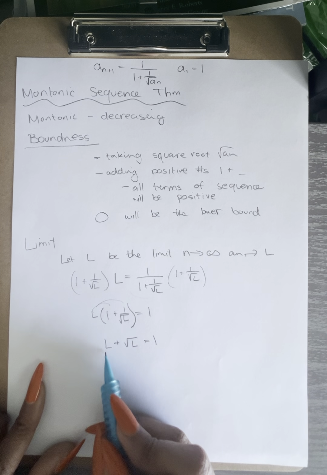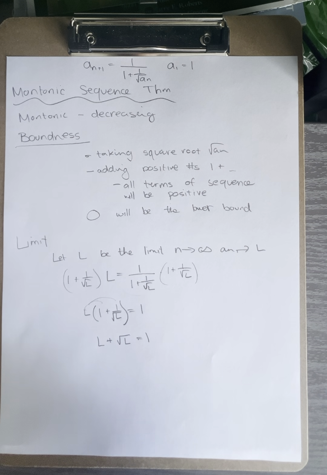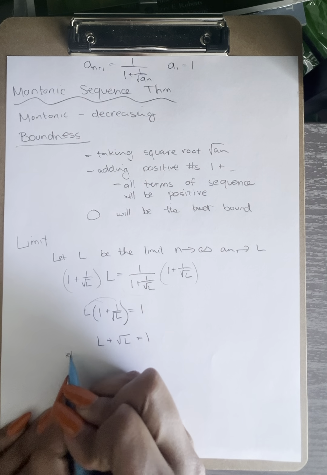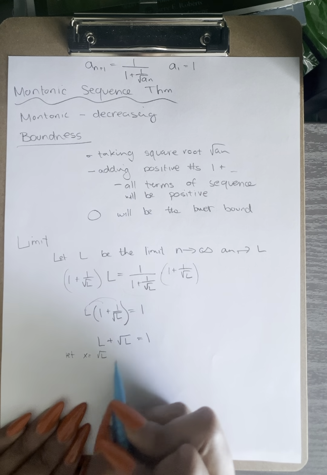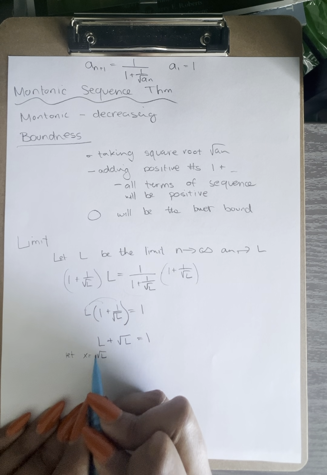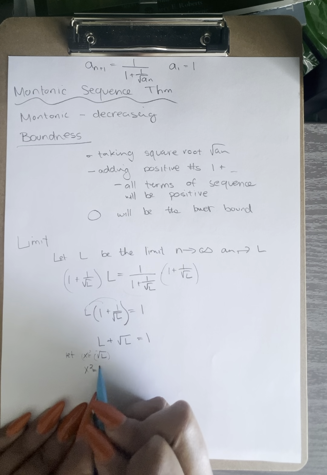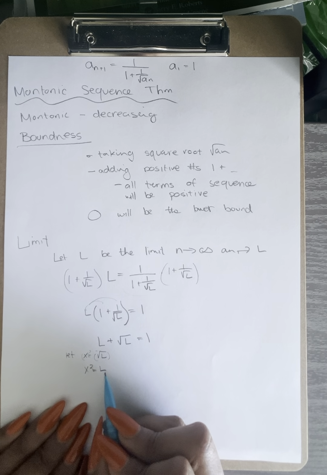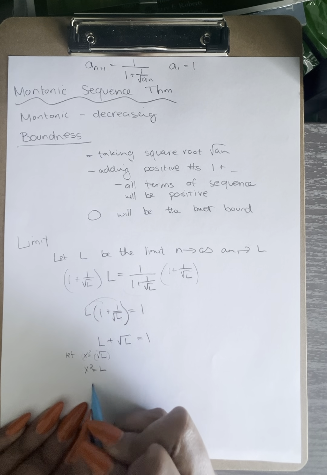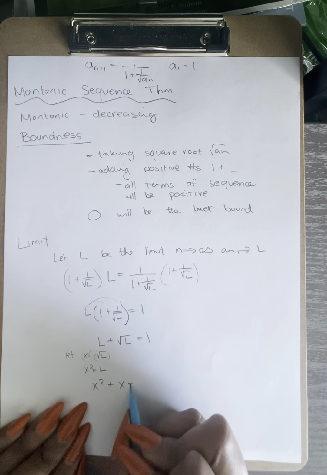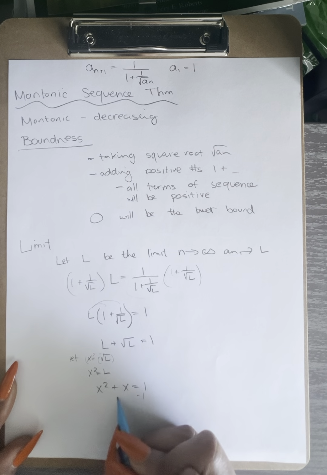Now I see here that I've got L plus root L, and when I'm solving for equations, sometimes it's just easier to think about X. So I'm going to let X equal square root of L. But that takes care of one term. So if I were to square both sides, I can have a value of X squared equaling my original limit, which takes care of both terms in my equation. So my new equation will now look something like X squared plus X is equal to 1, which looks more like a quadratic equation if I subtract 1 on both sides.